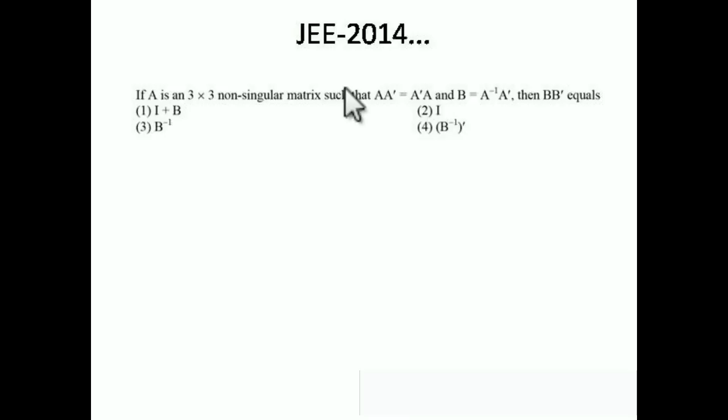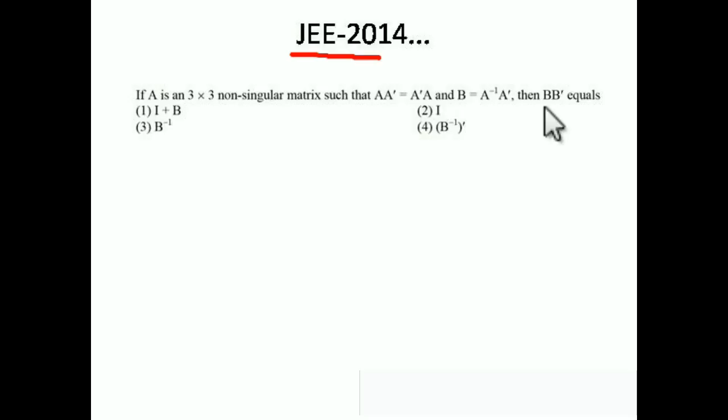This is from JEE 2014. A simple rule is applied here. If A is a 3 cross 3 non-singular matrix such that A into A dash is equal to A dash into A, here A dash means A transpose, and B is equal to A inverse into A dash, then B into B dash equals what?